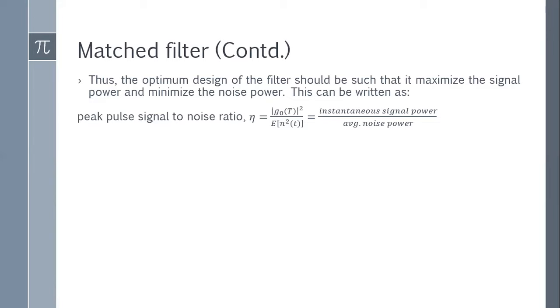So E means expectation of noise. n square t is the noise component, g naught t is the signal component, and this gives us the signal to noise ratio: signal power divided by noise power. So this is our signal power, this is our noise power, and we have to design the matched filter in such a way that it makes the value of eta greater than 1. Okay, so let us proceed with the design.